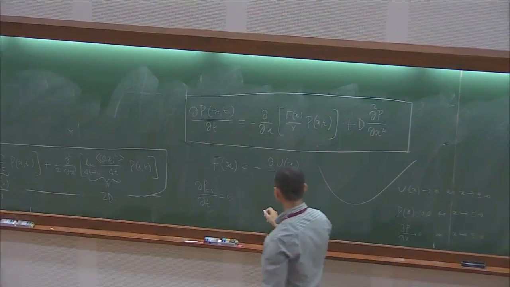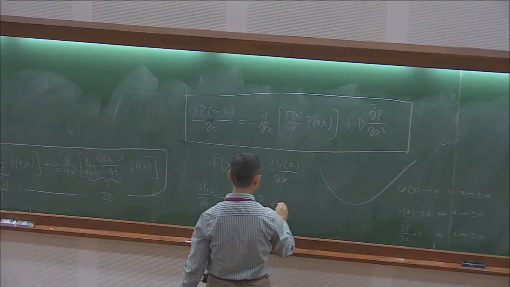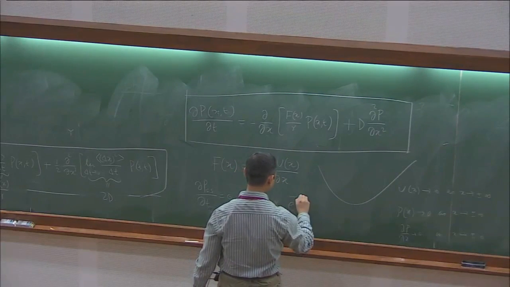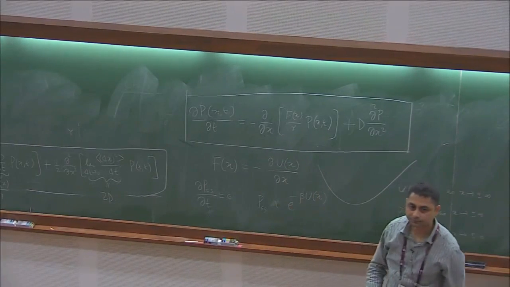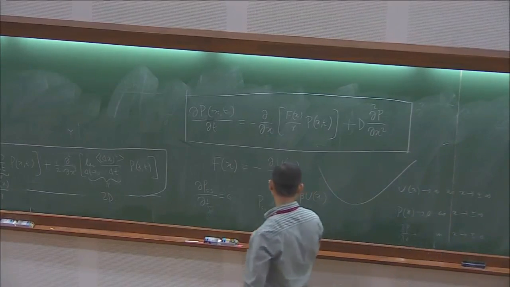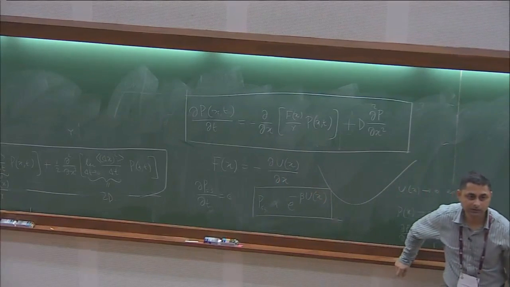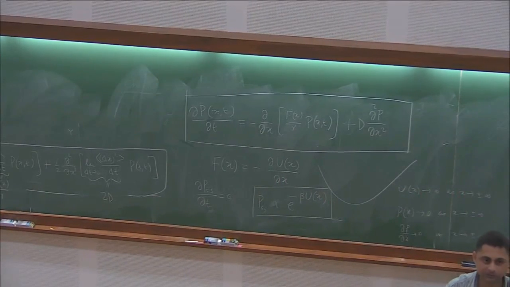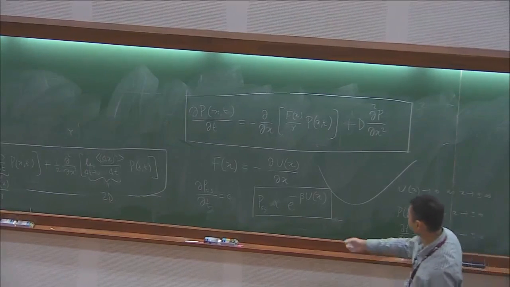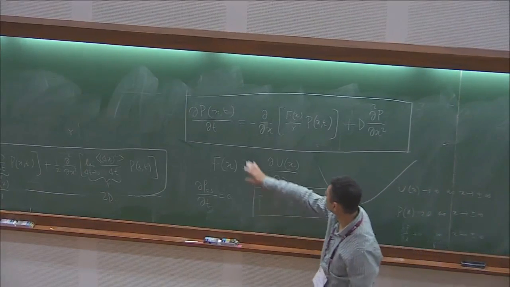And verify that the steady state is proportional to e to the power minus beta times u of x, which is basically the equilibrium canonical distribution, right? So that's what you should get. If you have this particle in some stable potential, it should equilibrate, so you should verify that it goes to this canonical Boltzmann distribution. Just take this equal to 0.